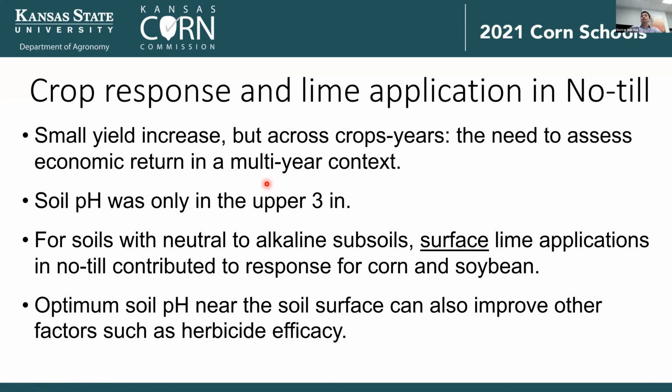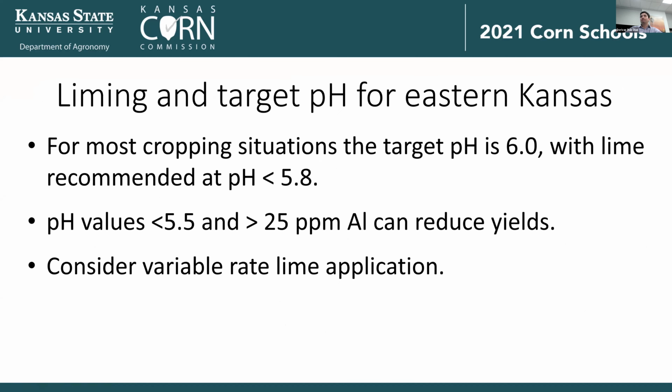We were only able to change pH in the upper 3 inches, which again, in most of our situations in no-till, that's probably all we need really. And I think it's sufficient, especially with some of our alkaline and neutral subsoils that we have in central and western Kansas. There are also other factors that come with fixing that pH, right? What about chemicals, herbicides? What about water infiltration and things like that? It's a little bit more difficult to measure those, but there are some of those benefits as well.